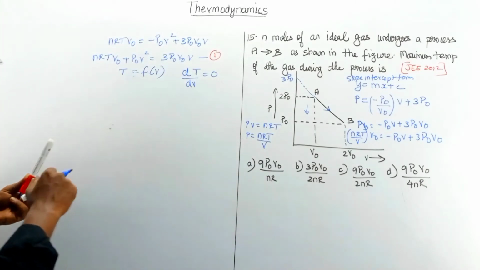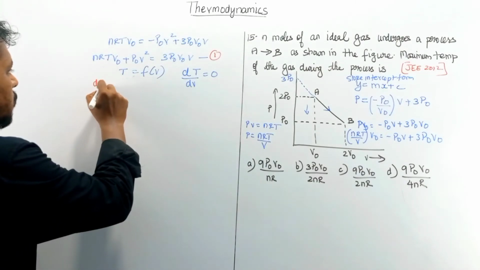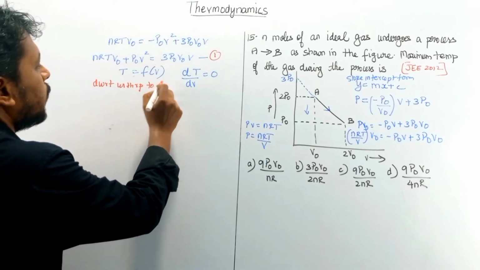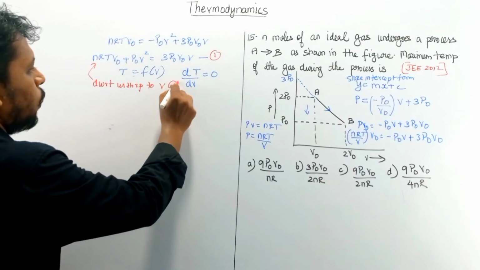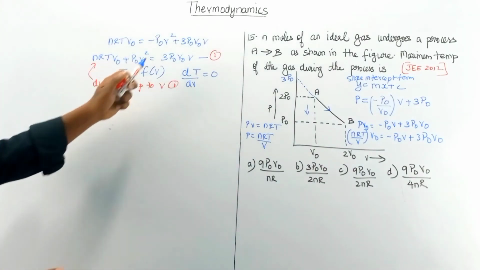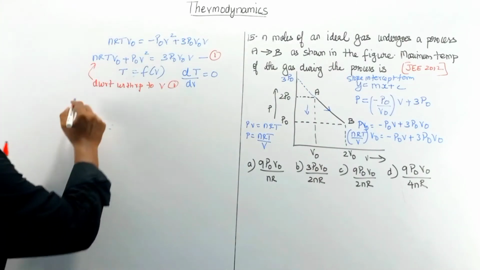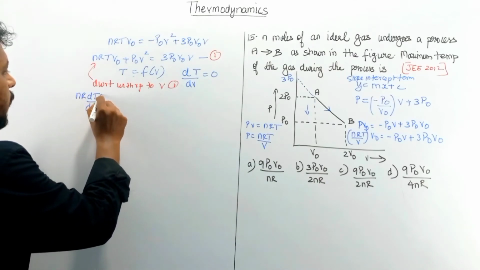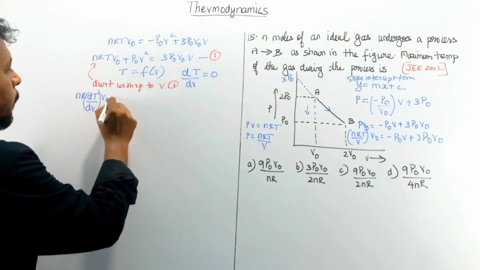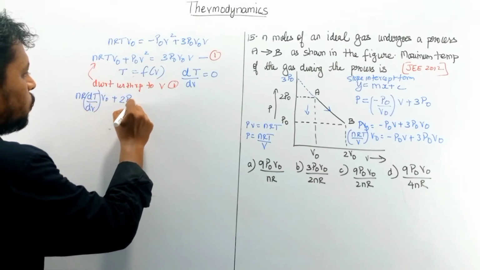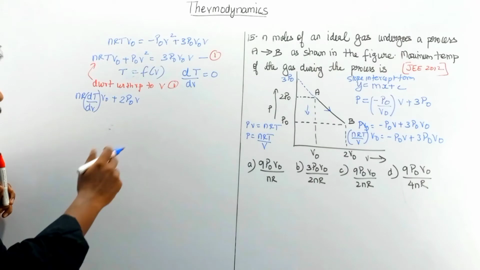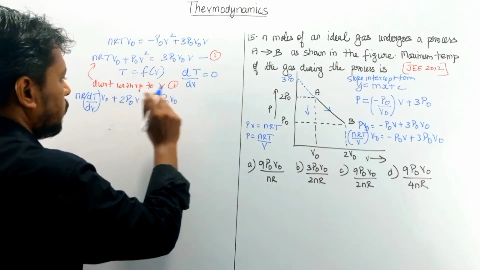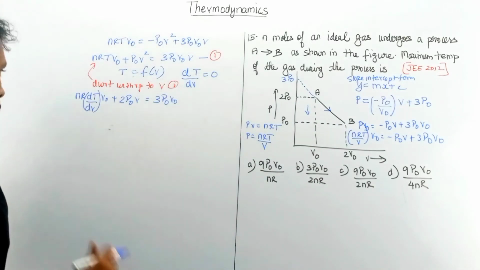Now I'm going to differentiate this above equation, equation 1, with respect to V. So you'll be getting nR dT by dV into V naught plus 2 P naught V, because V square differentiates to 2V, and here it is equal to 3 P naught V naught. That's all.